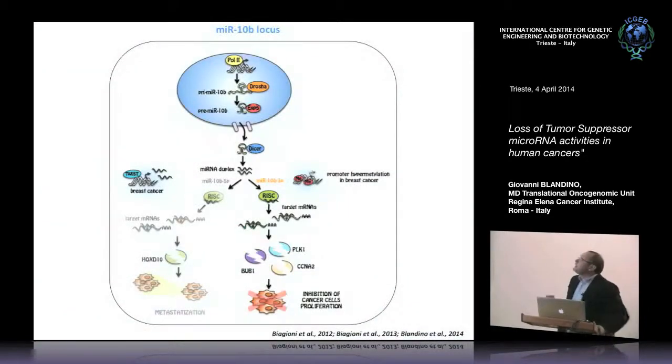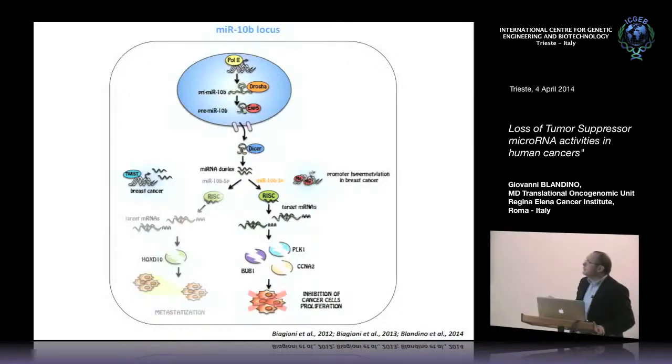So originally, we contributed to characterize the MIR-10B locus that was originally described by the group of Bob Weinberg, which provided evidence on the role of microRNA 10B-5P, and he showed very clearly that this microRNA contributed to the metastatization, and this is a target of Trieste. These are some of the targets, and this microRNA plays a critical role.